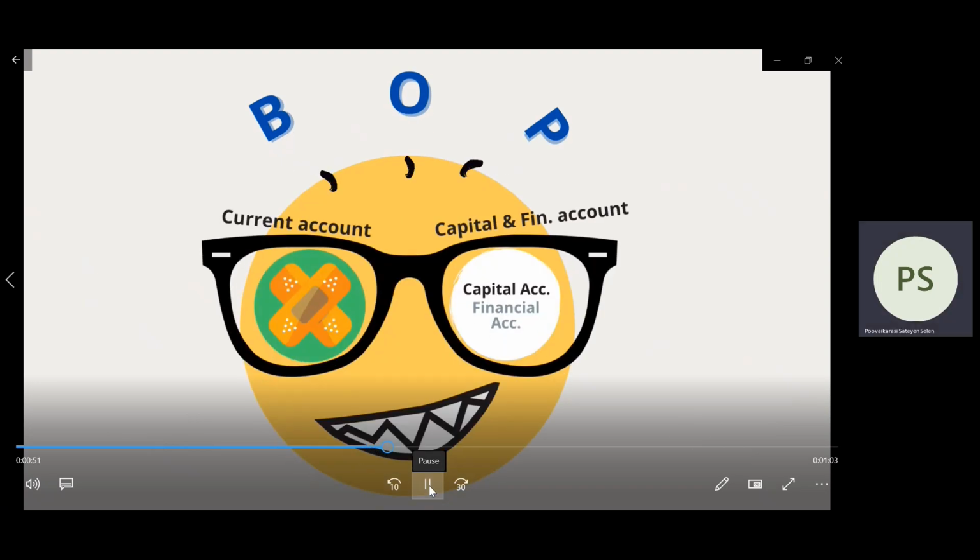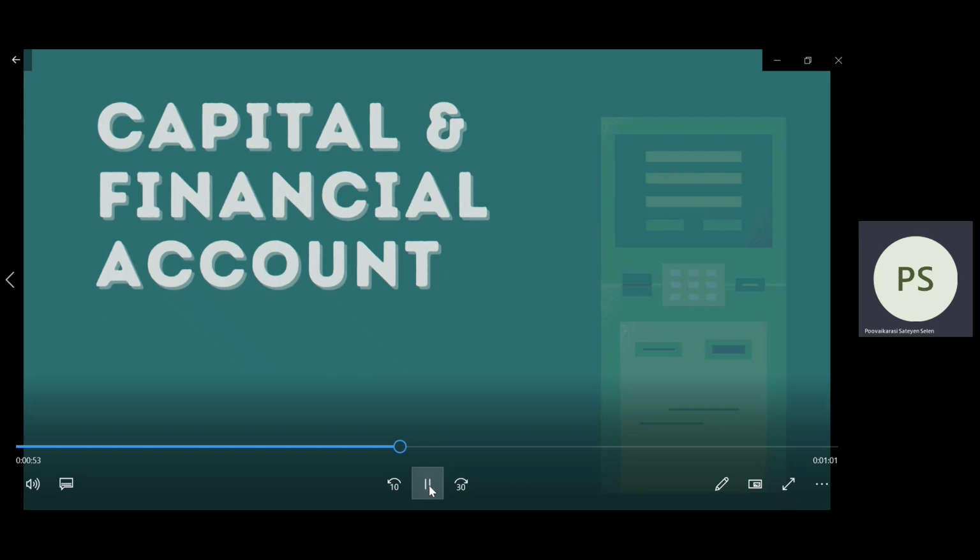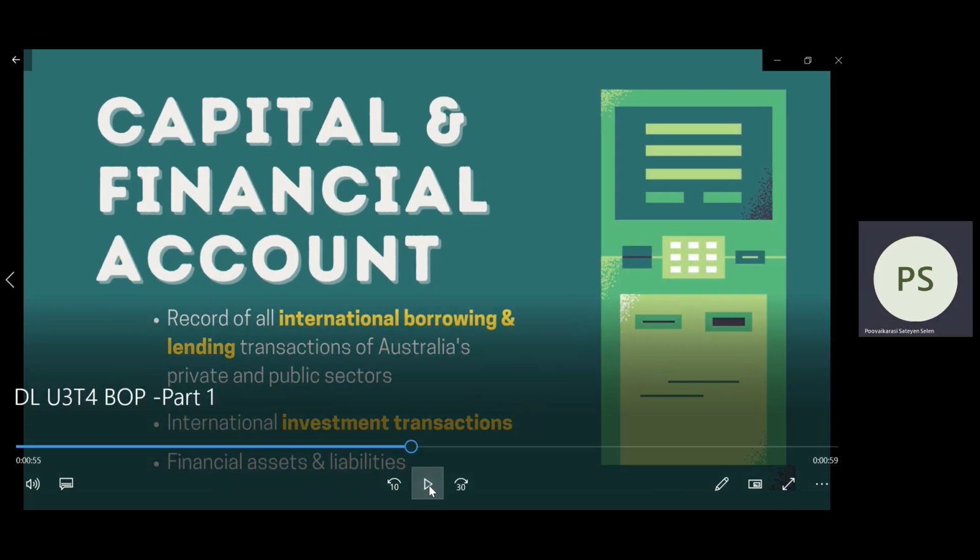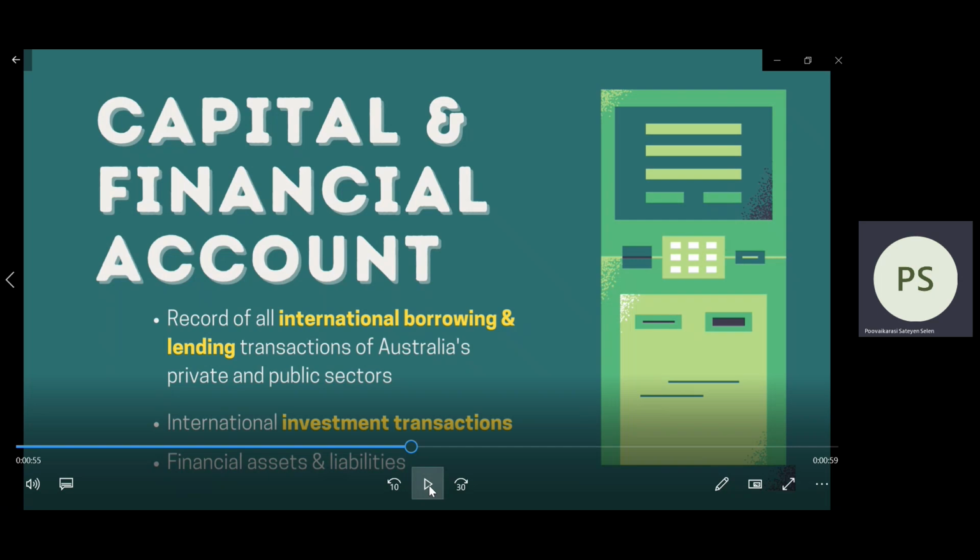Okay, next we're going to look at the capital and financial account. Okay, it records all international borrowing and lending transactions of Australia's private and public sector. Basically, it's an international investment transaction. Okay, we can consider it as financial assets and liabilities.